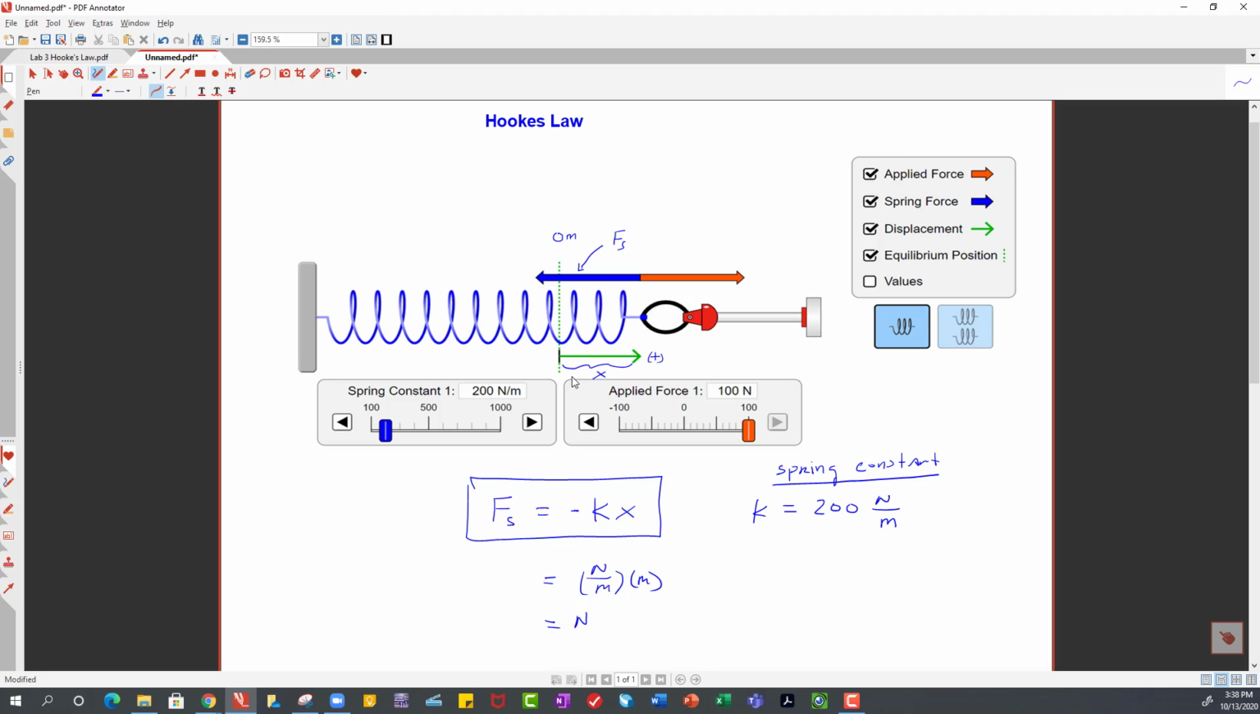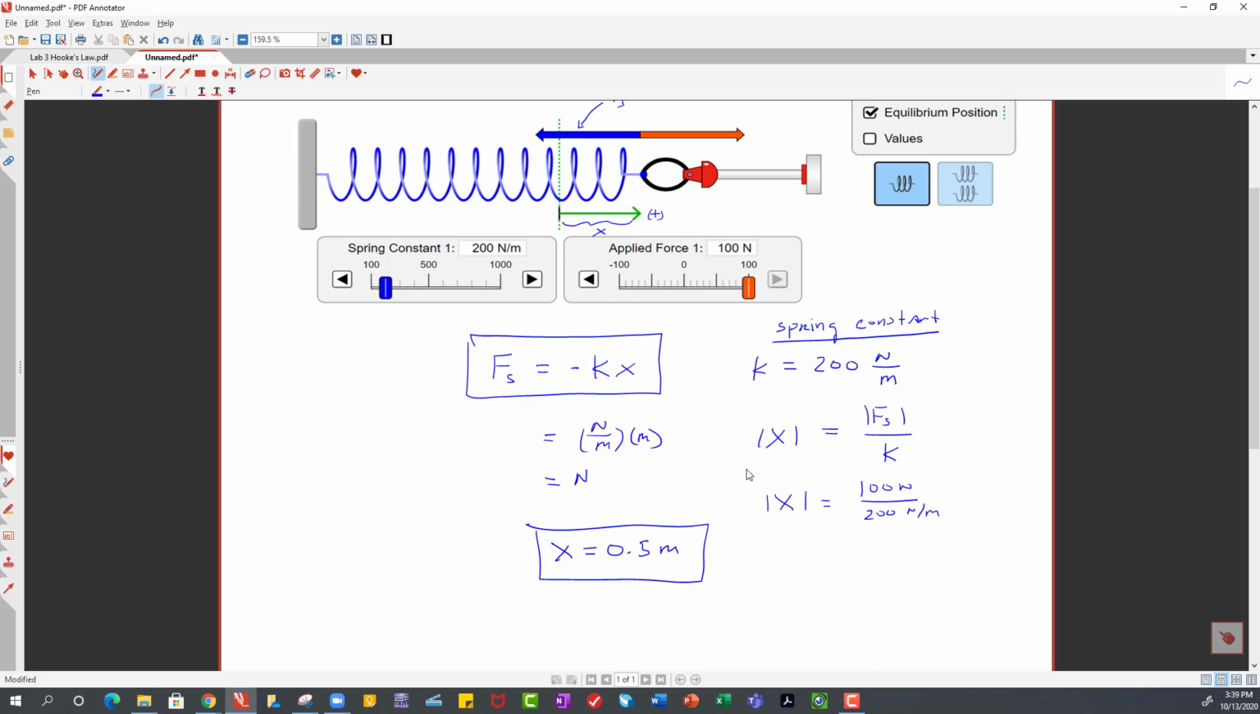So in this simple example here, for example, we know the spring constant, we know the force applied is 100 newtons, so we could solve for the distance x. The magnitude of x would just equal the spring force magnitude divided by the spring constant. So the displacement x magnitude is going to equal the spring force, which equals the force applied, 100 newtons, divided by the spring constant, which is 200 newtons per meter. And if we solve for that, we get that the displacement of the spring is 1/2 meter under these conditions.